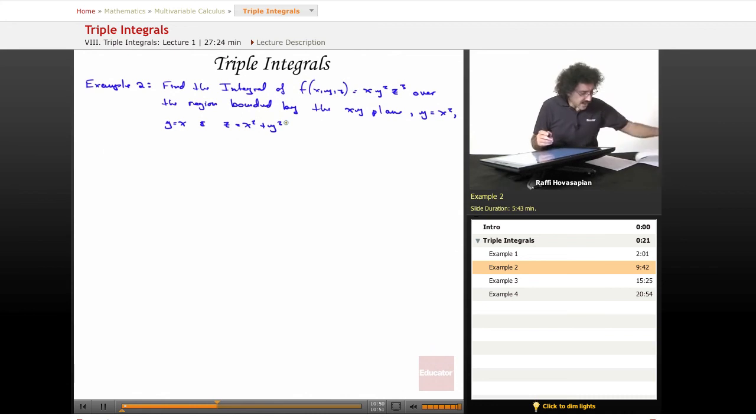So let's go ahead and draw out this region. And again, it's always best to start with the things that are easiest. So in this case, they gave me y equals x squared and y equals x. So let's go ahead and draw out the xy plane first.